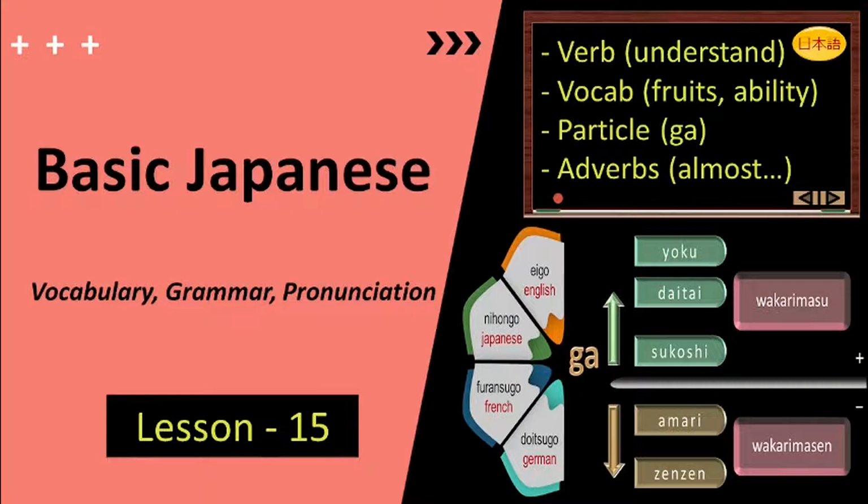You will learn the verb wakarimasu, which means to understand. I have also discussed some words related to fruits and talent or ability. You will also learn the particle ga, which indicates the object of a predicate, and a few adverbs like almost, little, not at all, etc. And by the end of this lesson, you will be able to use all of them and frame sentences on your own. So please watch it till the end.